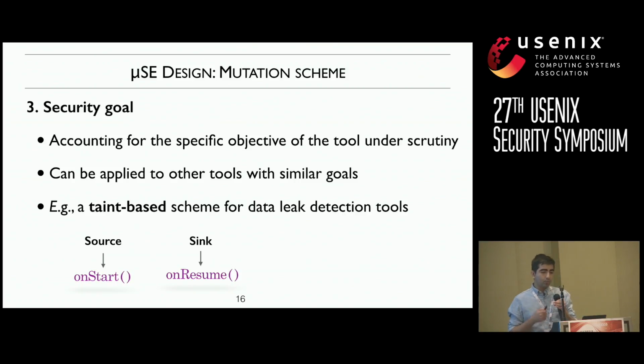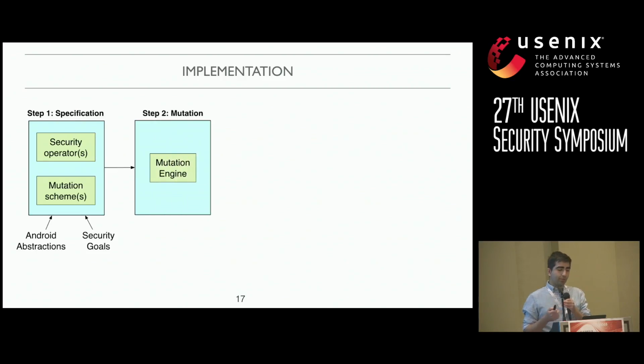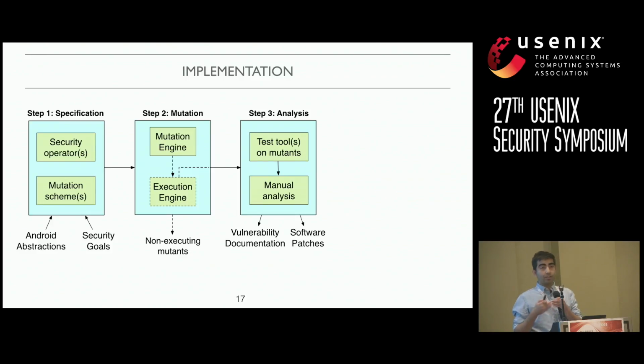So now that we have discussed the design, let's move on to the implementation. Our implementation can be divided into three different phases. First, we specify the security operators and mutation schemes using the Android abstractions and security goals. We use a mutation engine and use these specifications to generate a set of mutants. These mutants are tested against the tool that we are analyzing, and we manually analyze all the non-killed mutants from this setup. While this pipeline itself was effective, we found early on that a number of non-killed mutants were false positives. That is, they did not execute. So we introduced an execution engine to filter out these non-executing mutants.